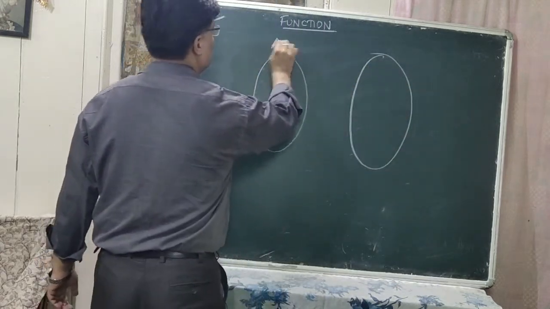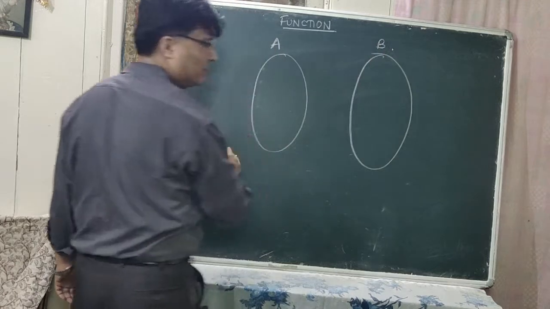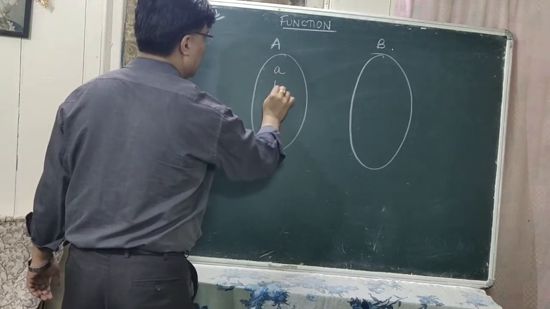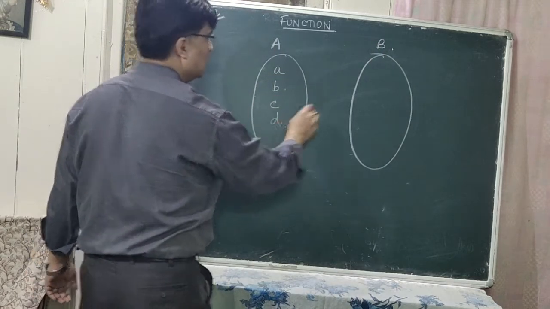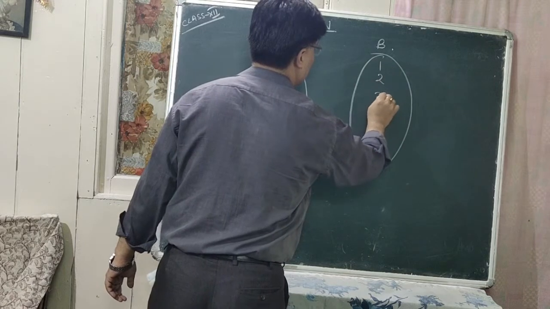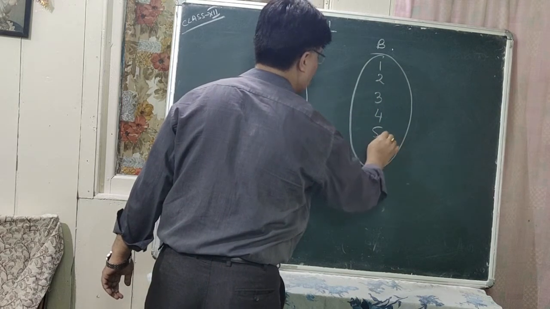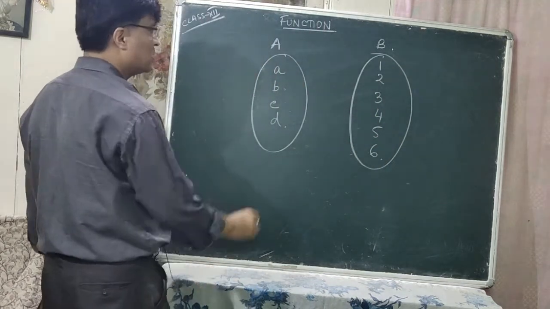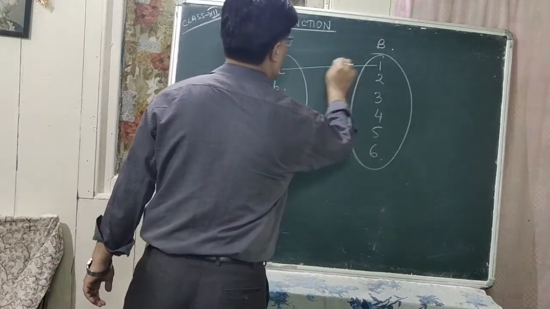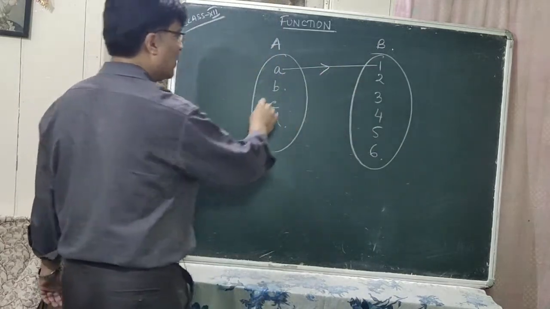So this is your set A, this is your set B, okay? A, B, C, D. 1, 2, 3, 4, 5, 6, right? So A is related with 1.